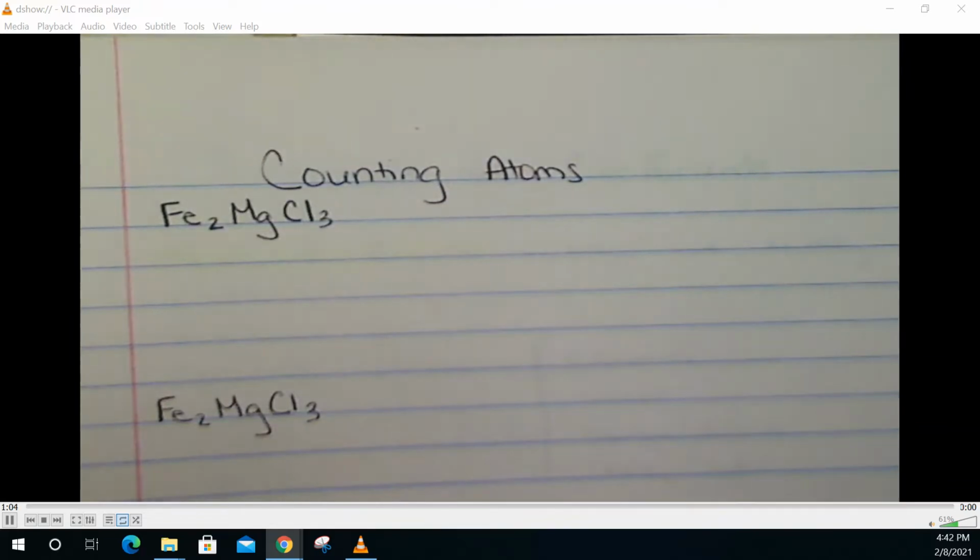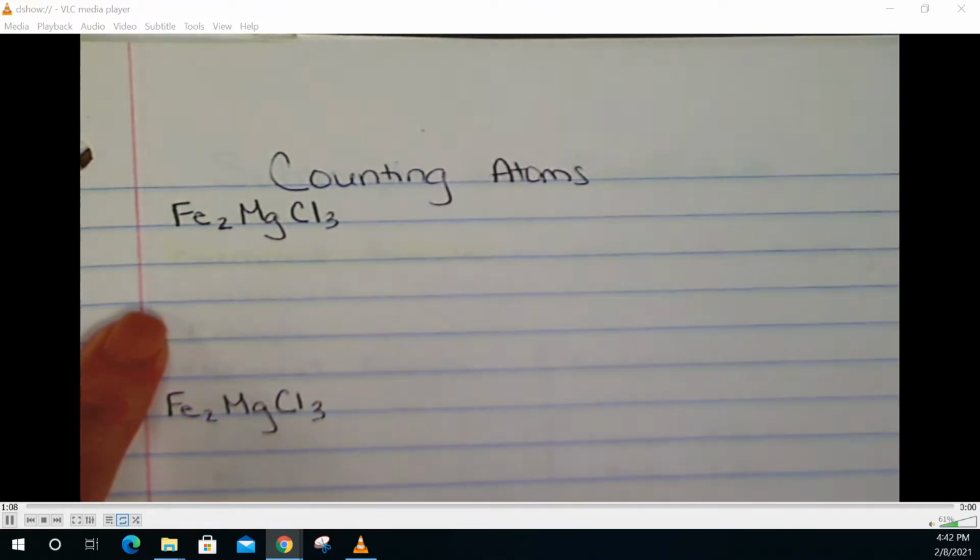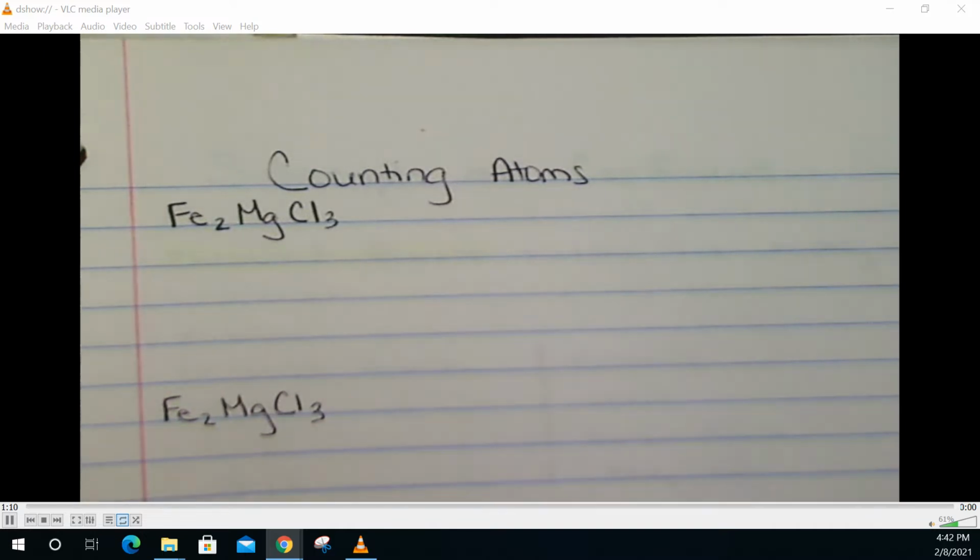Going to practice on how to count atoms. So you look at this chemical formula, you need to know how many molecules there are, how many atoms are there for each element. So you can do this two different ways. I'm going to show you two different methods. Choose which one you like the best.